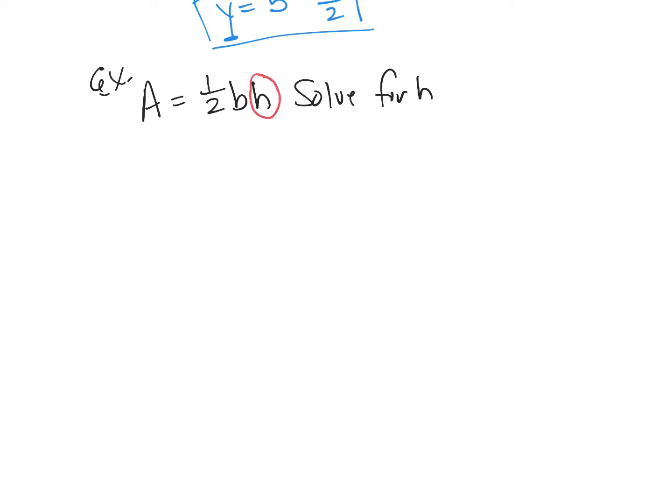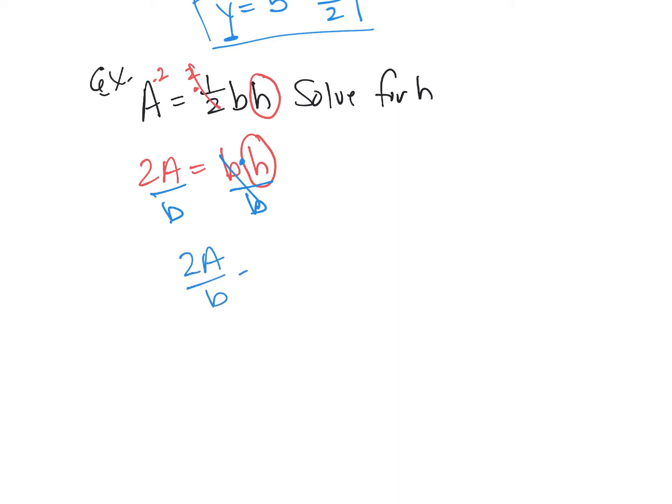So I'm going to get h by itself. Undo division. Remember, inverse of division is multiplication. So we have 2a, cancels out. We have bh. I'm going to undo multiplication with division, so I'm going to divide by b. b divided by b is 1. So we have 2a over b equals h. And that is our answer.